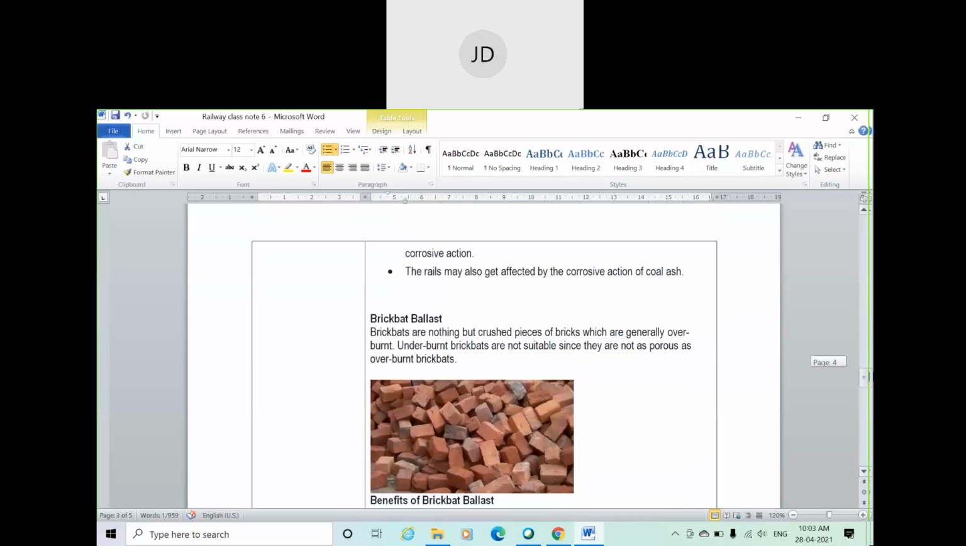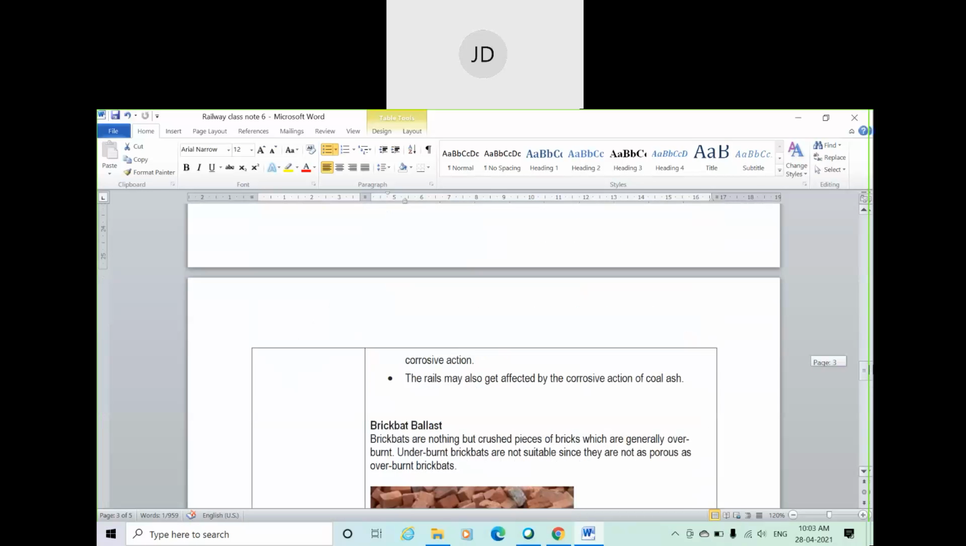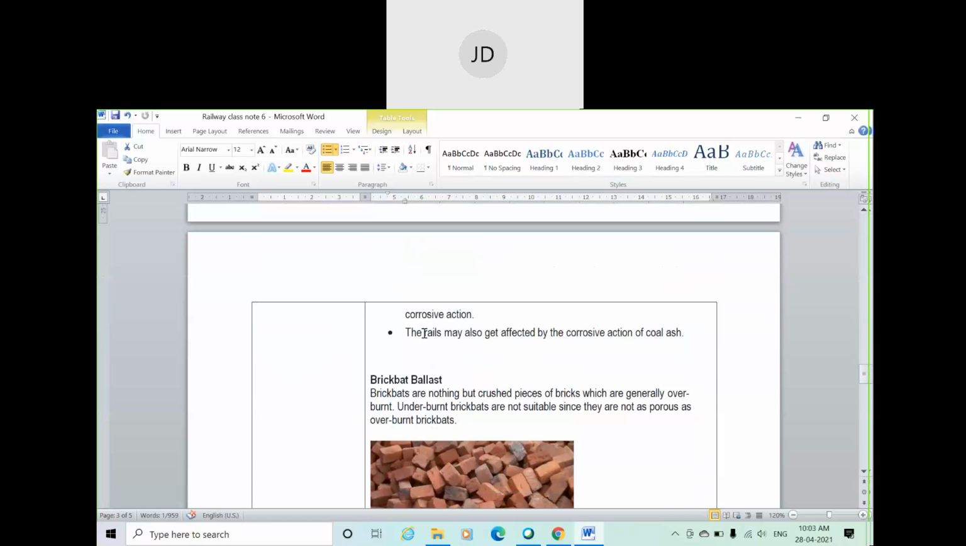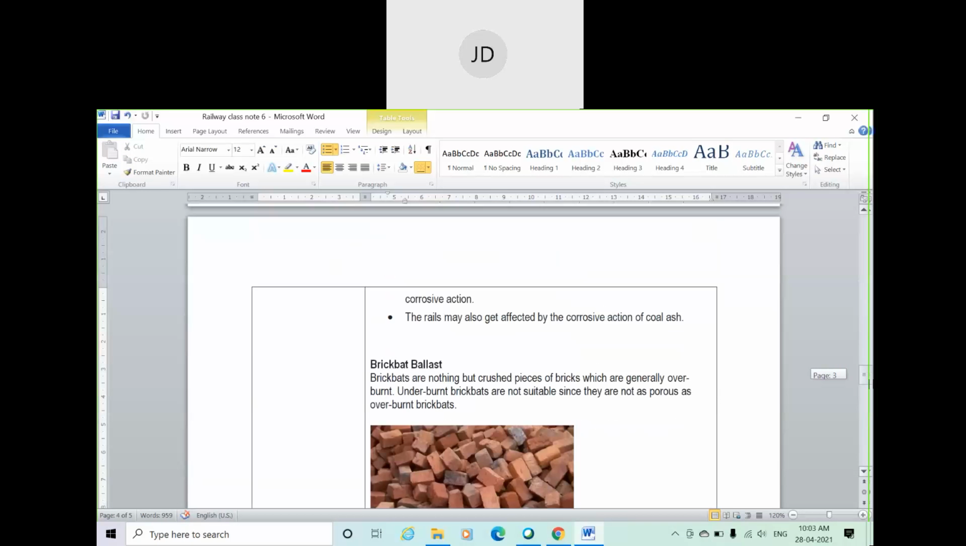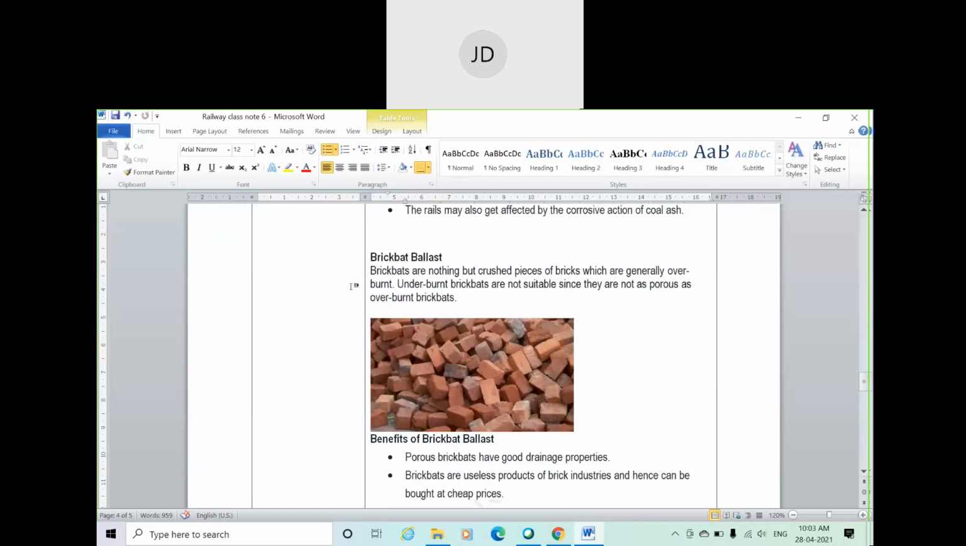And next, finally, the last one. The rail may also be affected by the corrosive action of coal ash. We already discussed that. So next, the last one is brick bed ballast. Somewhere, brick can also be used as a ballast.